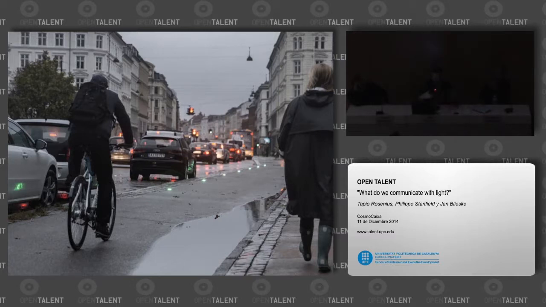So this is another way of communicating light, as you said, with, you know, next to the train stations. Well, this is more for the traffic.